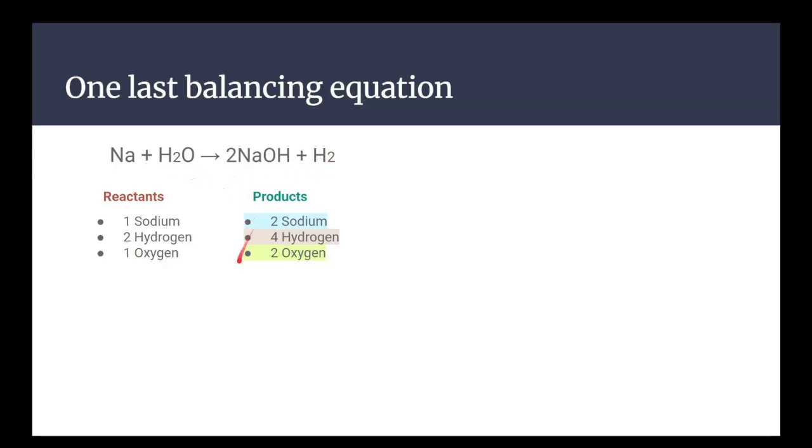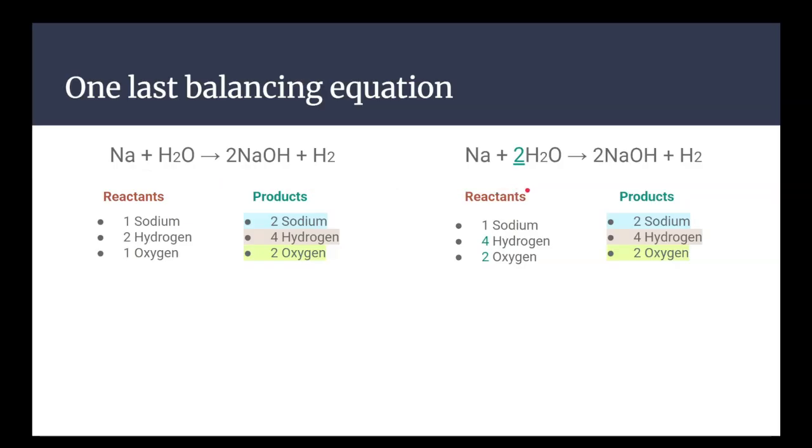We have too much on our products and not enough on our reactants, so we're going to need to add to our reactants. Because the sodium is isolated on its own, and this hydrogen and the oxygen are right next to each other and a part of the same molecule, we're going to have to add to that molecule to increase this amount of hydrogen and oxygen, because we know we need 2 oxygen, so we're going to have to add a 2 to this water in order to get that 2.